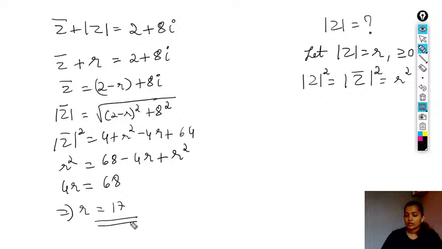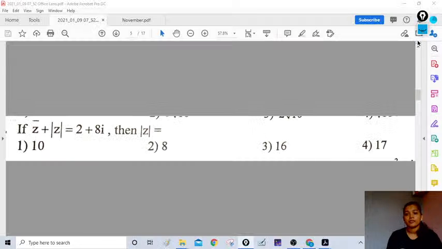Yes? I hope you guys are following the solution. So the right answer for the given question here will be the modulus of z value will be equal to 17, students. Okay? The option number 4 is the right answer for this question here.